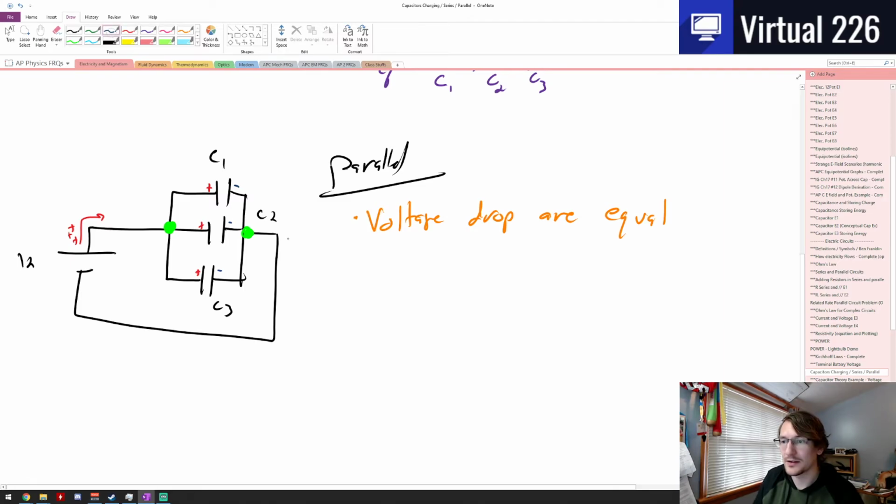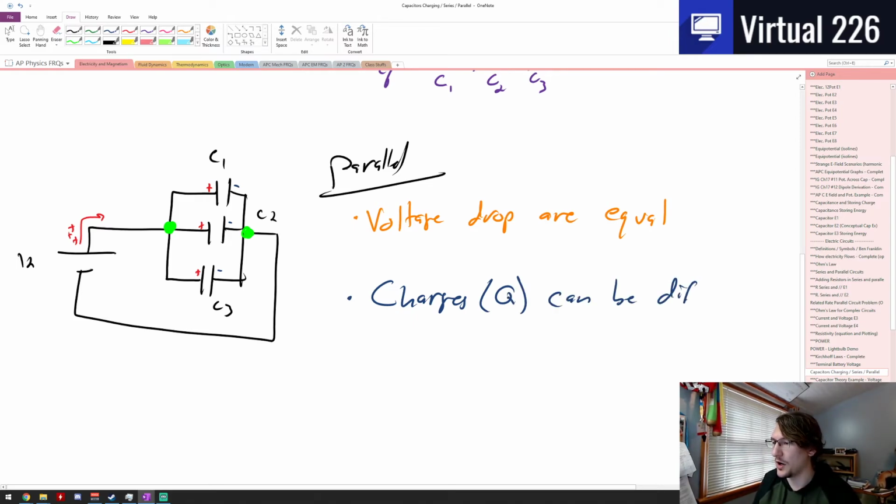But the charges, Q, can be different on the capacitors. Okay? And once again, we see that just by saying, look, V equals Q over C. If all the voltage drops are equal, then if they have different capacitances here, they're going to have different charges. It's the only way to get that to work. Okay? And that's a very important thing for us.